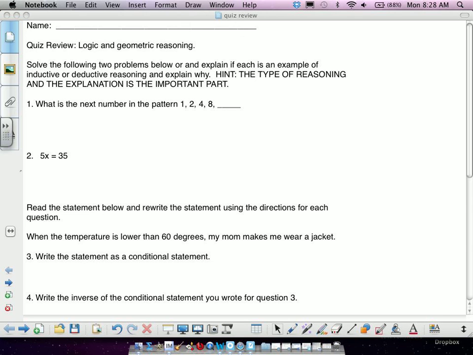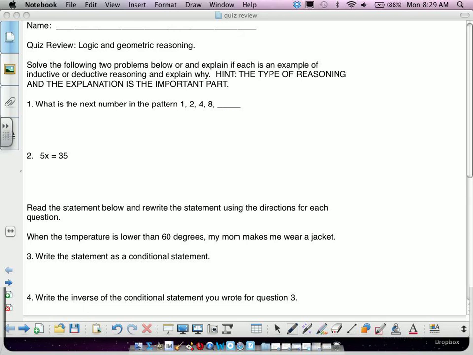All right, ladies and gentlemen, we're going to look at the quiz review, logic, and geometric reasoning. First, we've got to solve the following two problems below, or explain if each is an example of inductive or deductive reasoning, and explain why. Hint: the type of reasoning explanation is the most important part. So, what would be the next number in the pattern? 1, 2, 4, 8. What would it be?